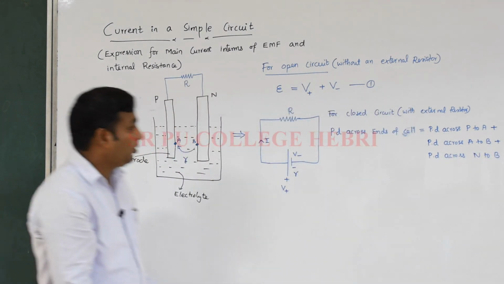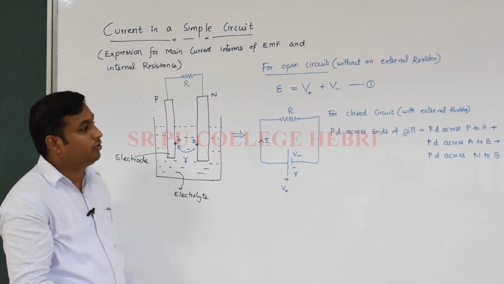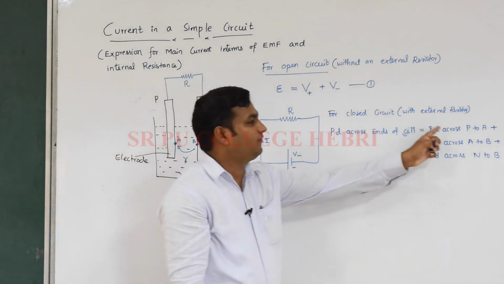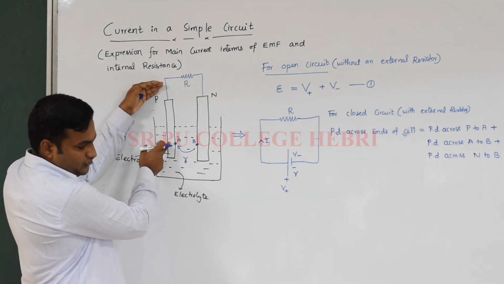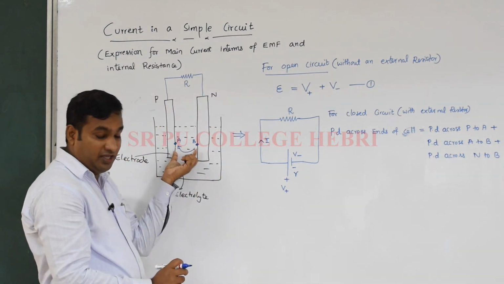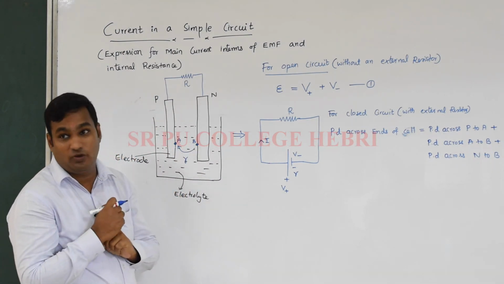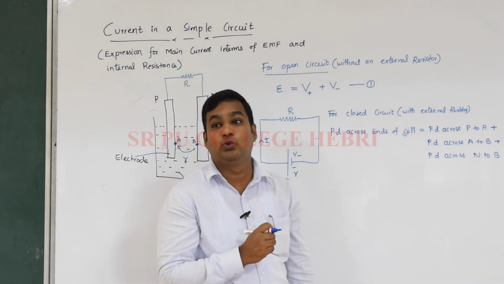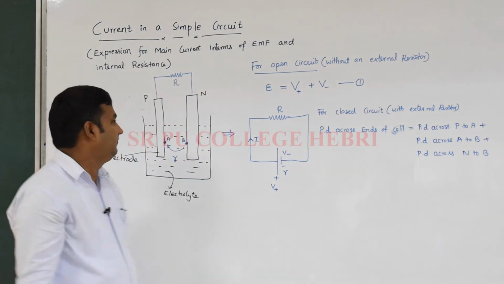Dear student, the potential difference across the two ends of a cell is divided into three major parts. What are the three major parts? The potential difference across P to A, from this point to this point. Next, the potential difference across A to B, where it opposes the flow of charge, I already said. Third, the potential difference across N to B. By considering this, you have to simplify further.